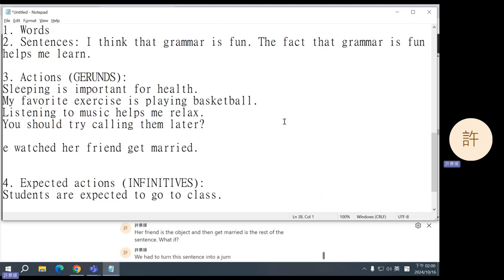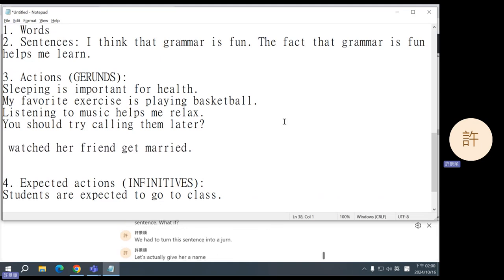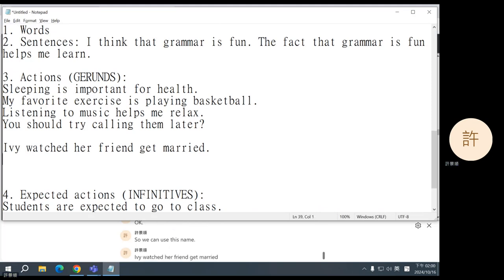Let's actually give her a name. Is anybody in this class named Ivy? Okay, so we can use this name. Ivy watched her friend get married. So let's turn this sentence into the subject of a bigger sentence.